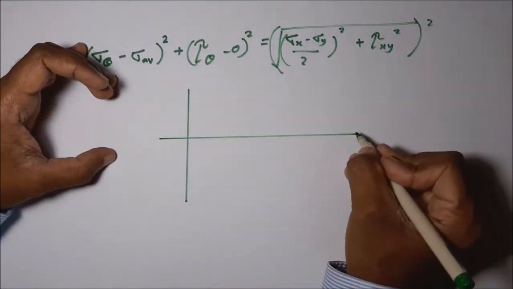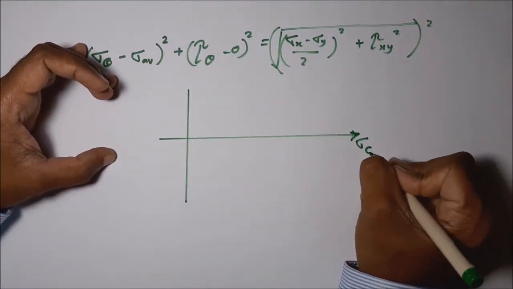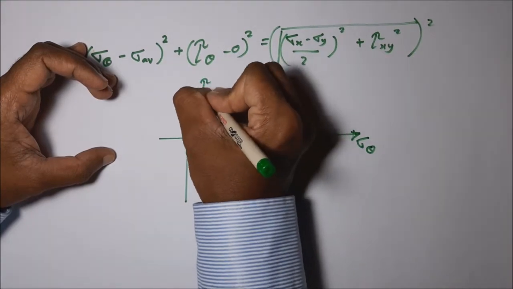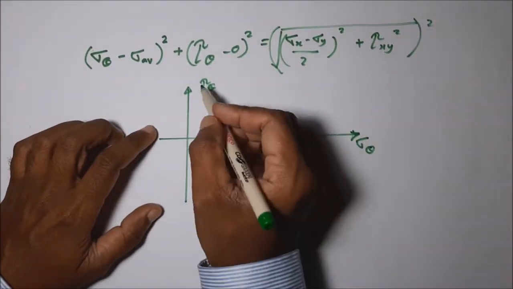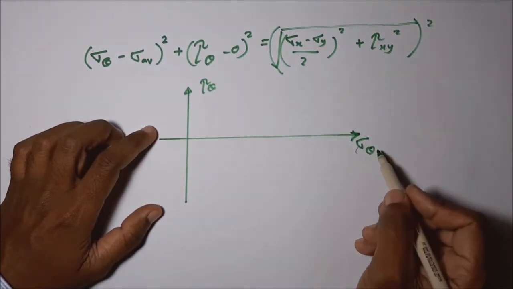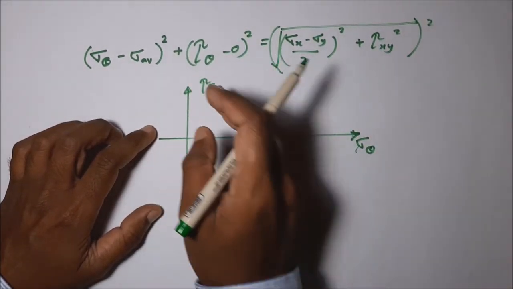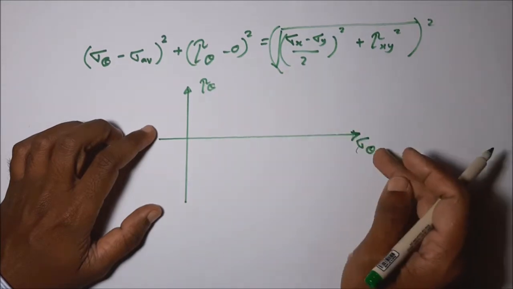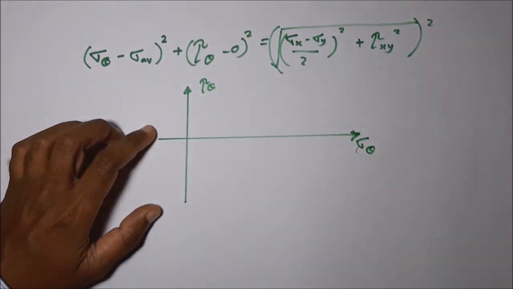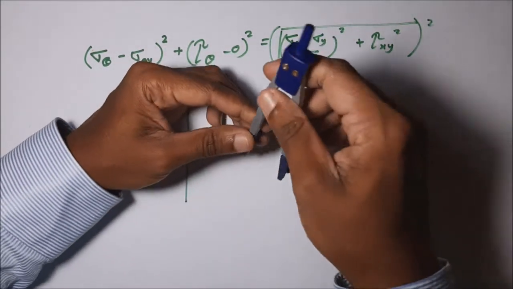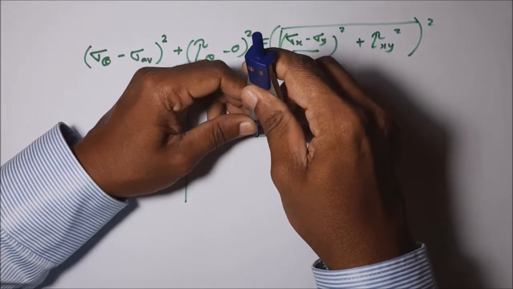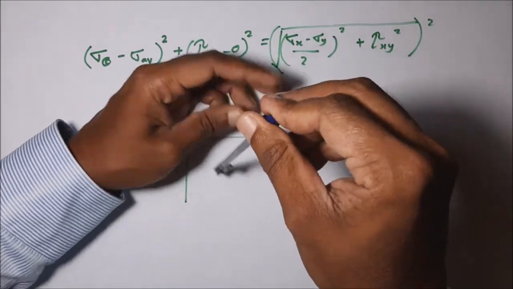The two axes are the sigma theta axis and the tau theta axis. This equation represents how tau theta varies against sigma theta. Actually, that variation is a circle. Okay, I'll draw this diagram in this way.